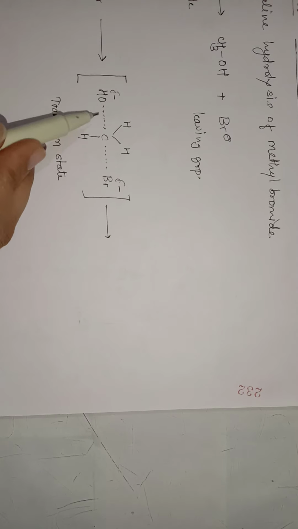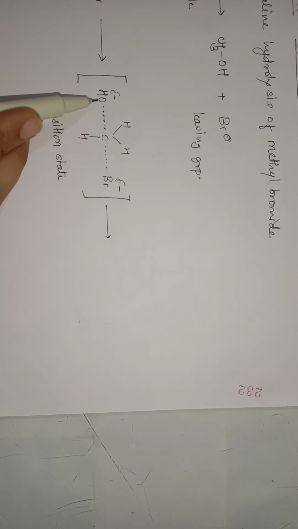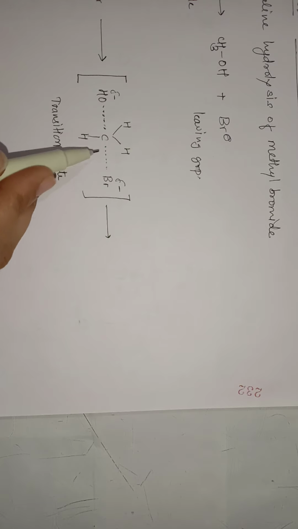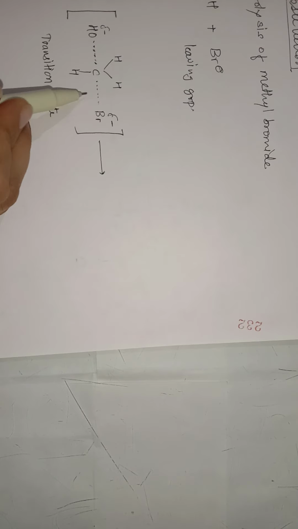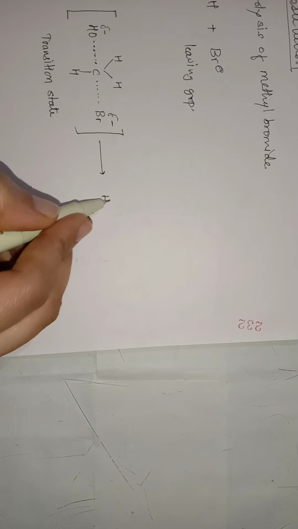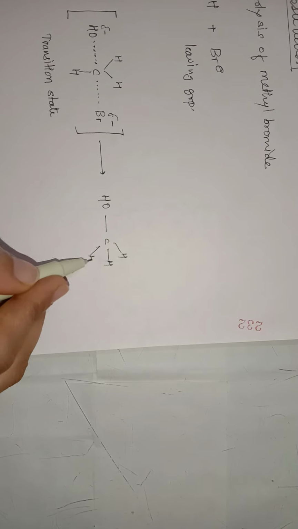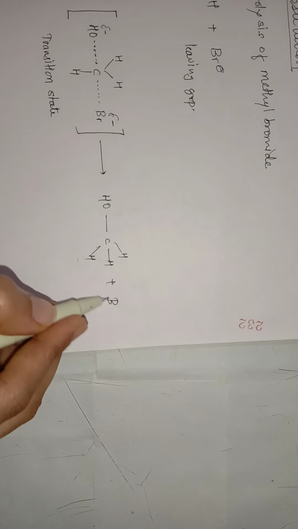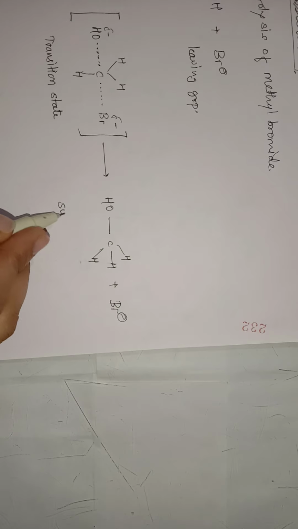So attack means making a bond and breaking a bond. The making of the OH and carbon bond and the breaking of the carbon and Br bond take place at the same time. Next, the bond breaks and a firm bond of OH and carbon forms. You will get CH3OH, and the leaving group will be Br minus. Now this is a substitution product.